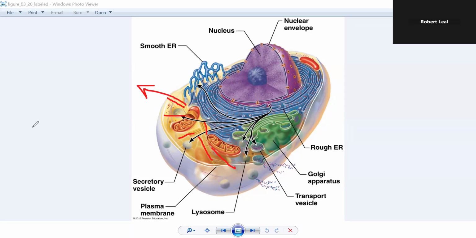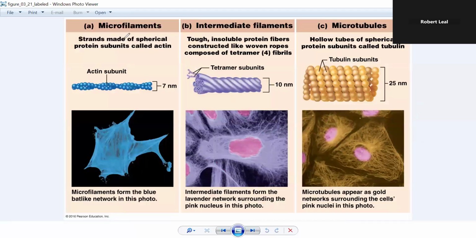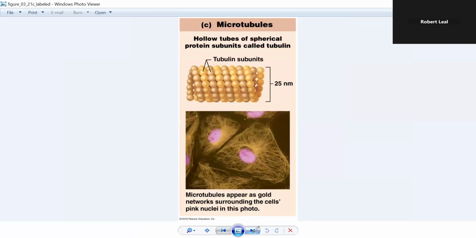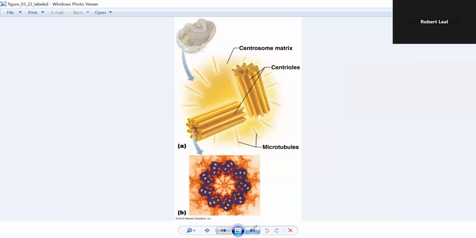And let me clear these drawings. So the cytoskeleton consists of proteins called microfilaments, like in letter A, letter B, intermediate filaments, and also microtubules. They're the different types of protein that make up the cytoskeleton. Now, you may see some microtubules also making up these organelles called centrioles. And again, centrioles are necessary for the cell to replicate itself. They're going to separate chromosomes when they're copied into two new cells.